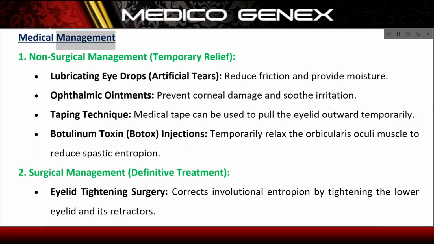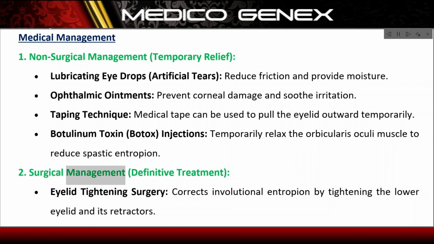Medical management. 1. Non-surgical management, temporary relief. Lubricating eye drops, artificial tears reduce friction and provide moisture. Ophthalmic ointments, prevent corneal damage and soothe irritation. Taping technique, medical tape can be used to pull the eyelid outward temporarily. Botulinum toxin, Botox, injections, temporarily relax the orbicularis oculi muscle to reduce spastic entropion.